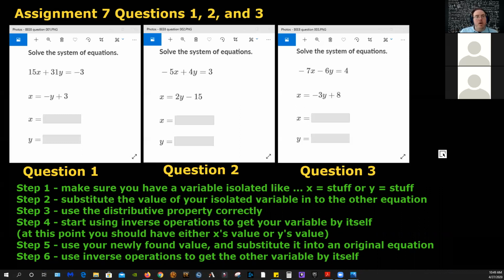These are the first 3 problems of assignment 7. Tomorrow, I'm going to do more practice problems, and you will get the questions for 4, 5, and 6. And we will rinse, repeat this skill throughout the week to make sure that everyone understands how it works. And that is your job by the end of this week, to be a master of using the substitution method to solve systems of equations.